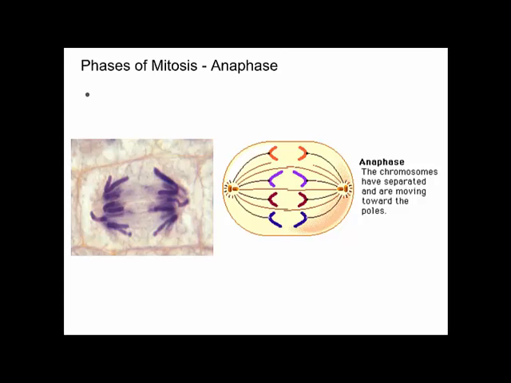After metaphase, each X splits, and the sister chromatids start separating into opposite poles of the cell. So those centromeres that were holding the two halves of the X together split, and now the two halves of the X are separate from each other, and they're getting pulled apart to opposite sides of the cell. Here you see it happening in an actual plant cell. That's anaphase.